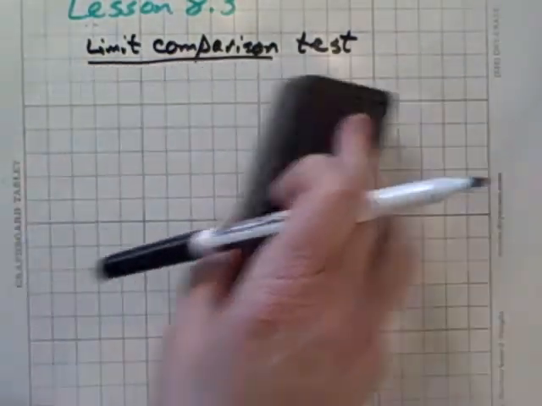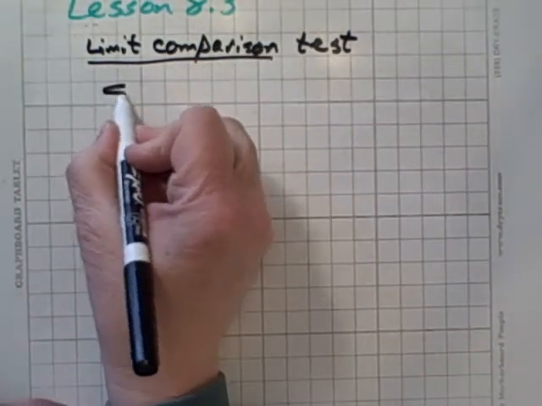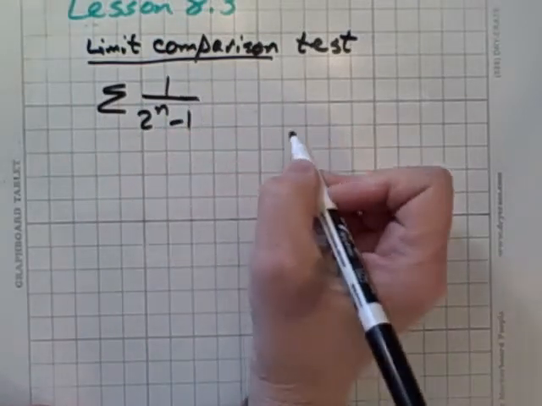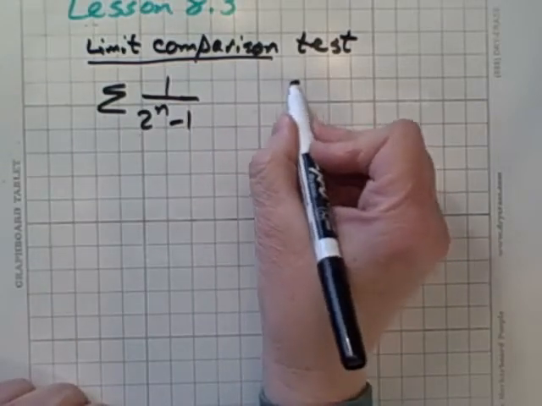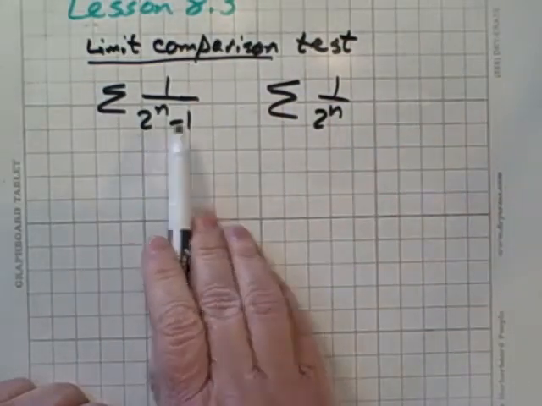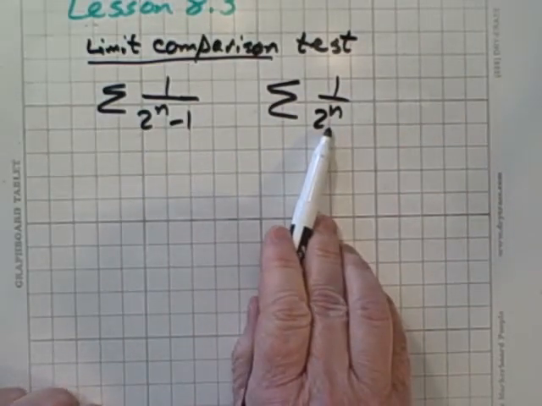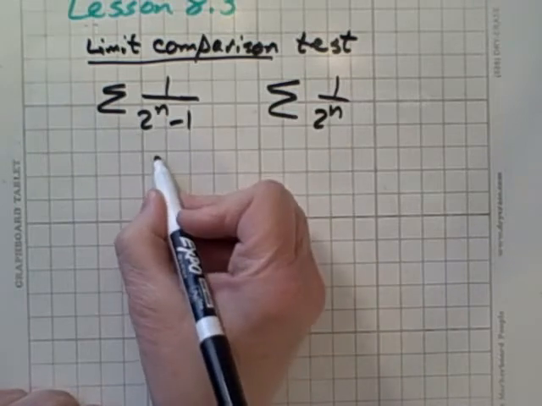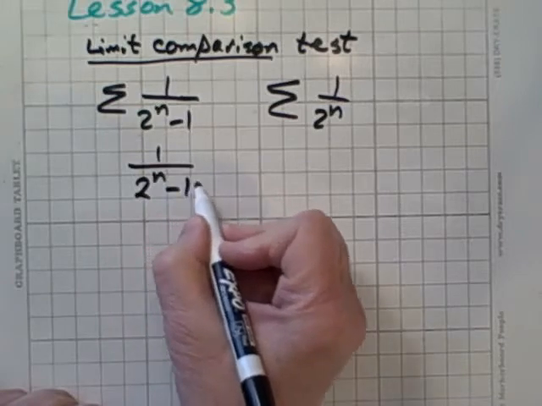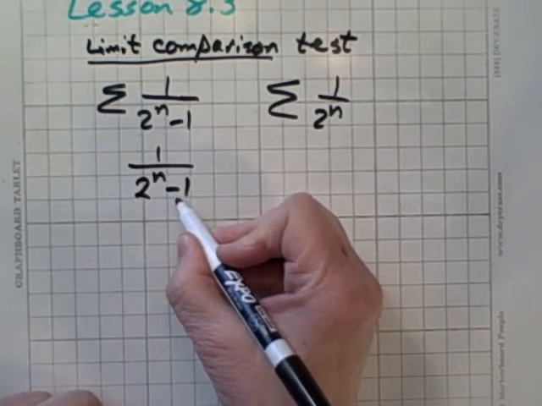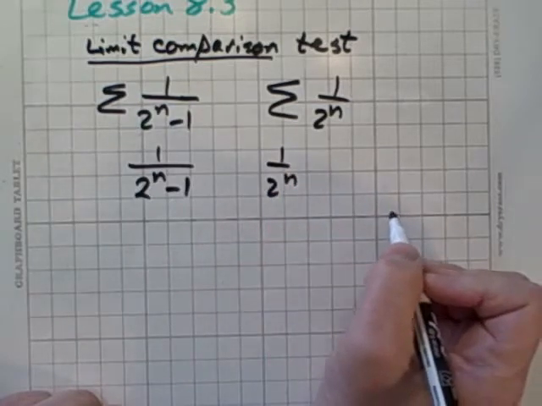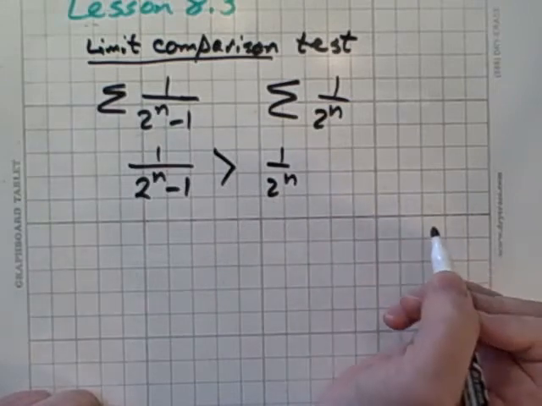An example would be the series 1 over 2 to the n minus 1. The natural comparison for this would be the series 1 over 2 to the n. They look similar. The question is, is the comparison going to work? Well, if I look at the terms 2 to the n with a minus 1, the denominator is smaller, which actually means that the fraction is bigger than 1 over 2 to the n. So the inequality goes this direction.